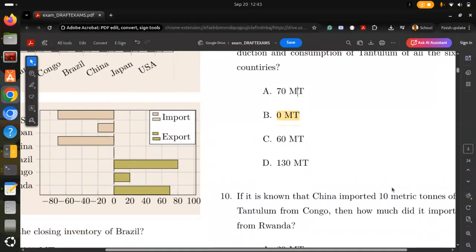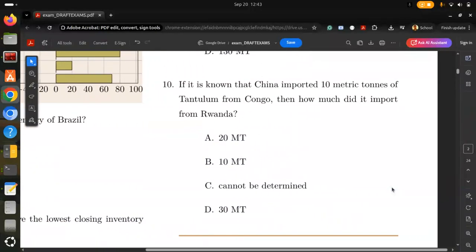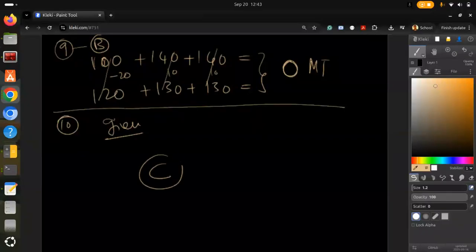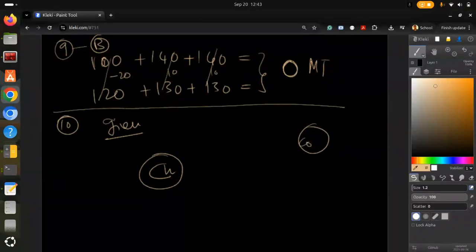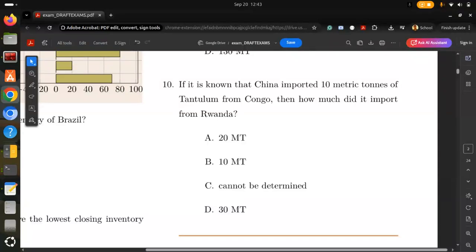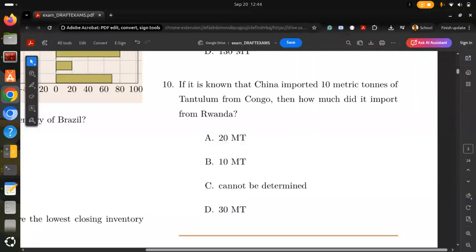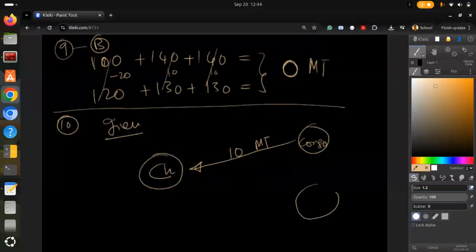So let's continue to the final question, that is the 10th question in this set. If it is known that China imported 10 metric tons of tantalum from Congo, then how much did it import from Rwanda? So basically, given data, let's call it China and Congo, 10 metric tons of tantalum from Congo. I'll just put an arrow like this and then say 10 metric ton. How much did it import from Rwanda? So there is another country called Rwanda, and then how much did it import?